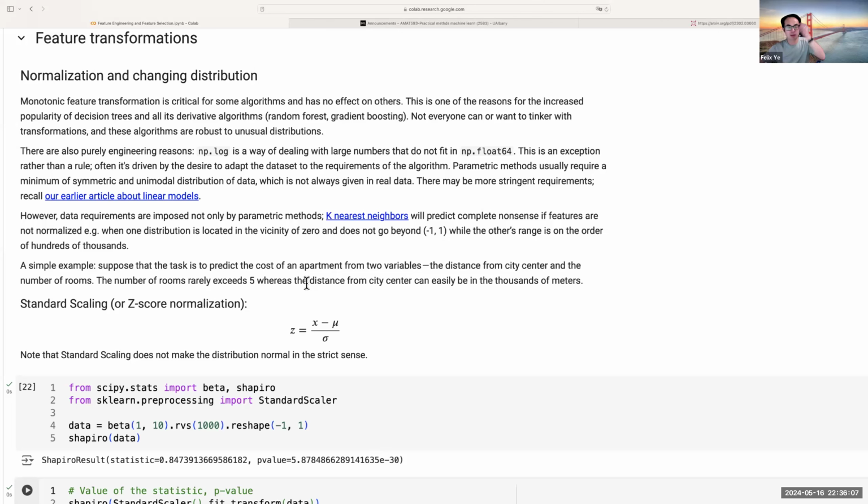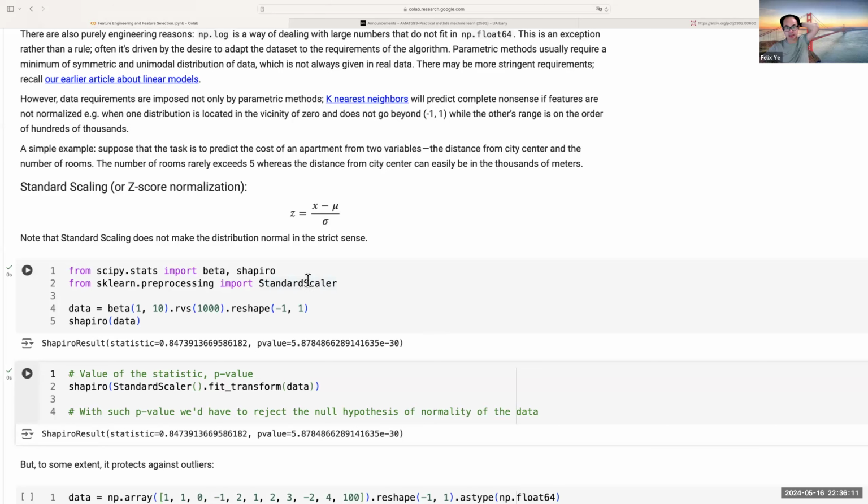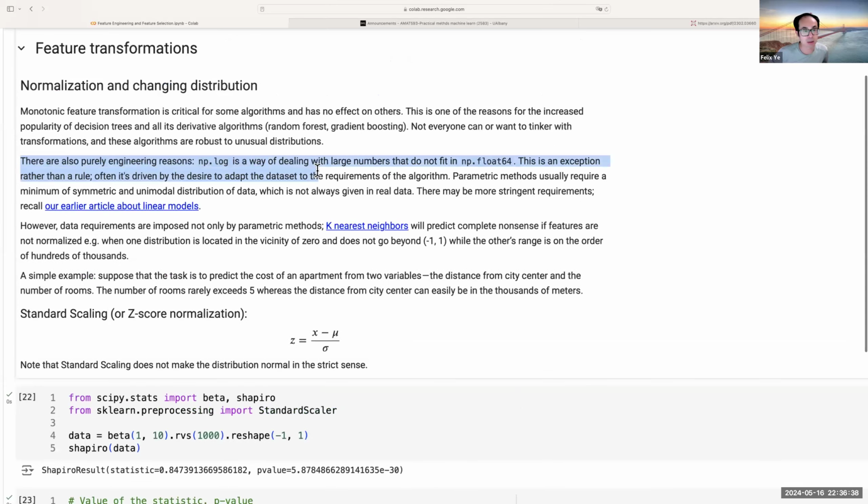But if you want to work on problems where the features need to be on relatively the same scale, the first thing we can think about is something called standard scaling, which is the Z-score transformation. This basically subtracts the mean and divides by the standard deviation.